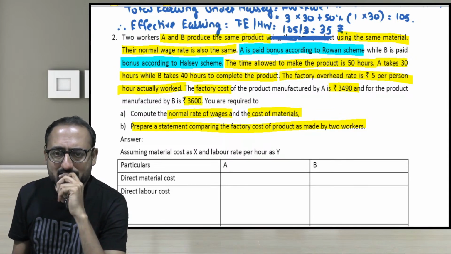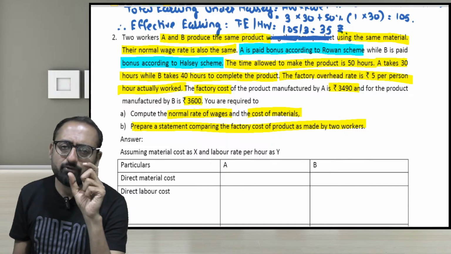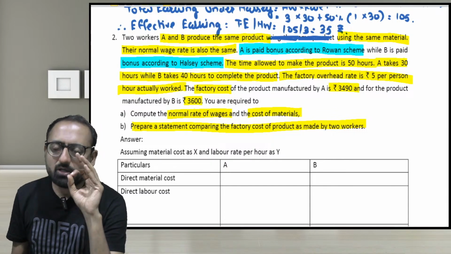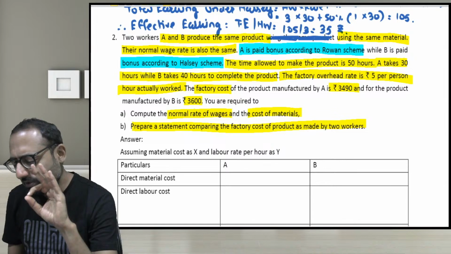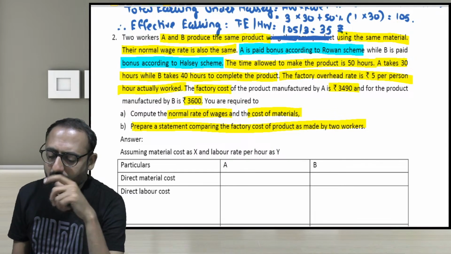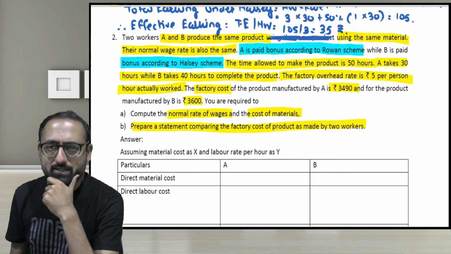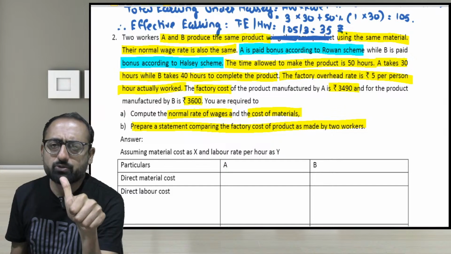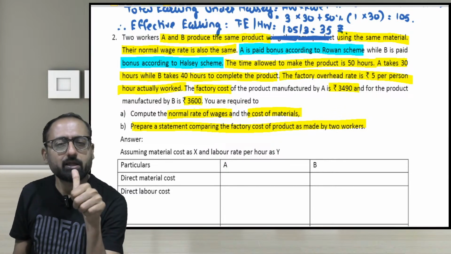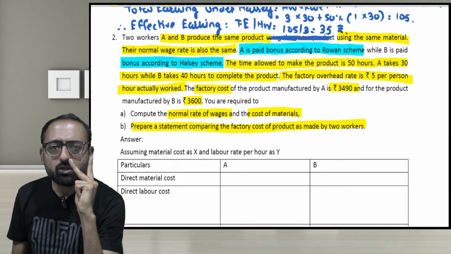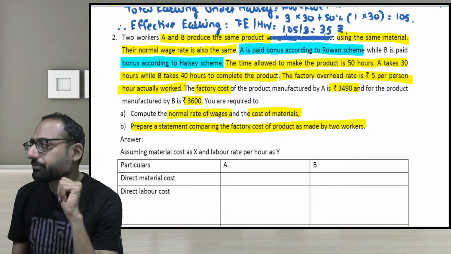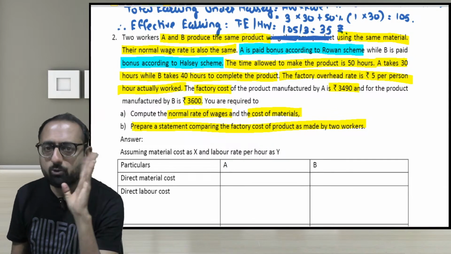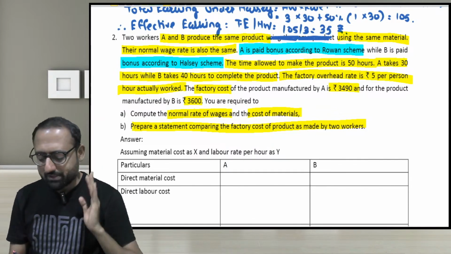So guys, boys and girls, I'll give you a summary of what is given. Worker A is getting the bonus as per Rowan. Worker B is getting the bonus as per Halsey. Both are using the same material. The amount of material is the same. Both basic wage rates are the same. The overhead rate is 5 rupees per hour and their factory cost is given.